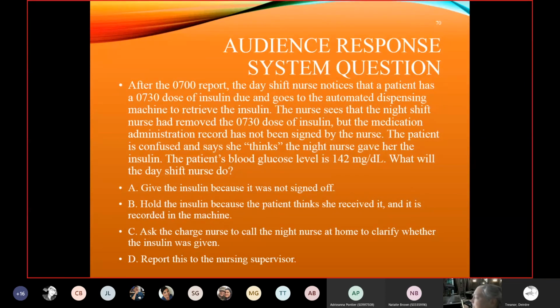A, give the insulin because it was not signed off. B, hold it because the patient thinks she received it and it is recorded in the machine. C, ask the charge nurse to call the night nurse at home to clarify. Or D, report this to the nursing supervisor.